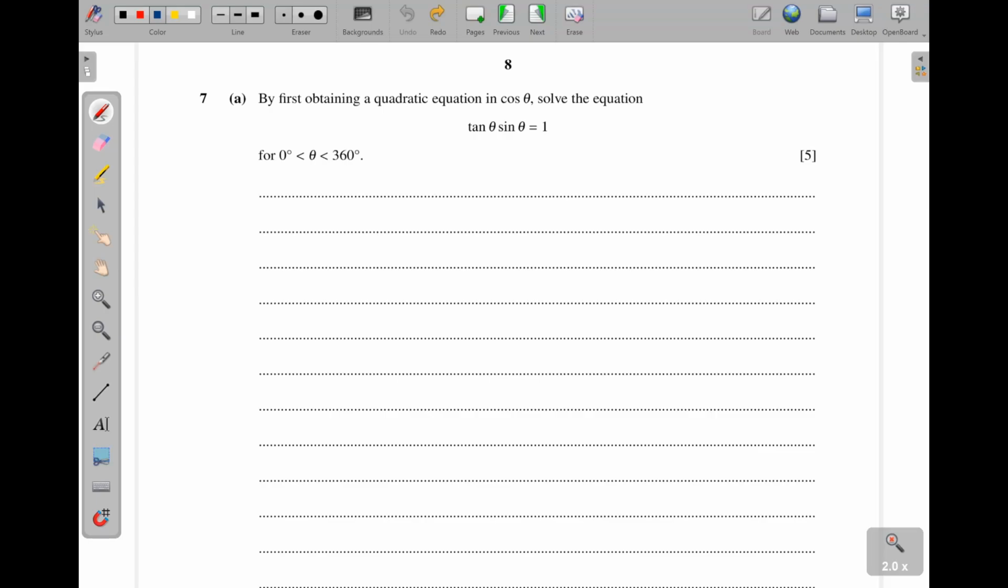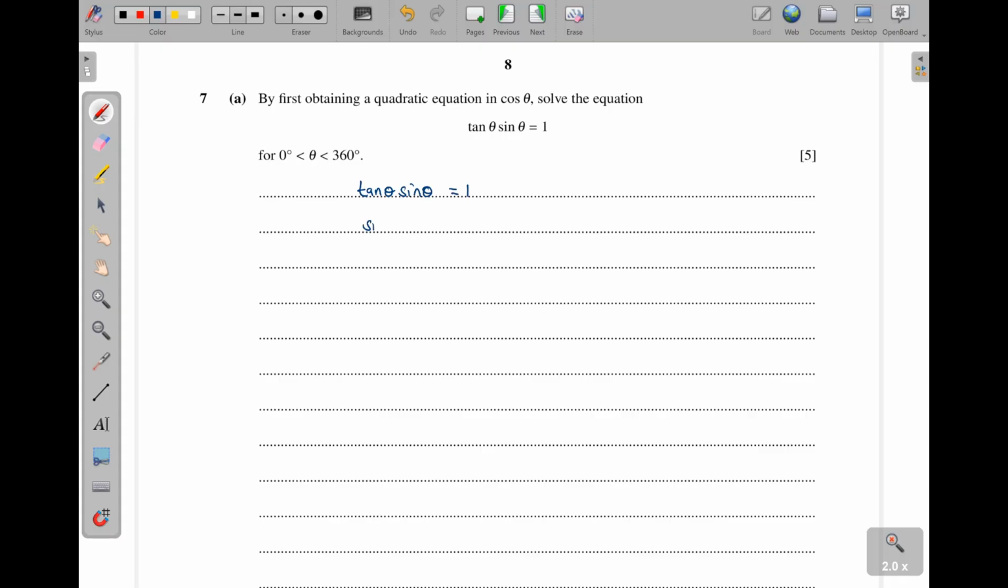Question 7 is coming from Trigonometry Part A. By first obtaining a quadratic equation in cos theta, solve the equation, this one here, for theta ranging from 0 to 360. Now, we have tan theta sine theta is equal to 1.